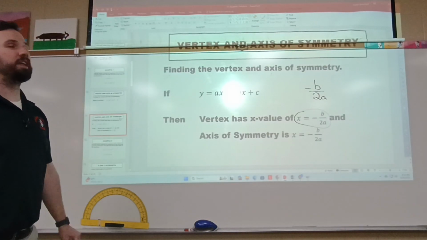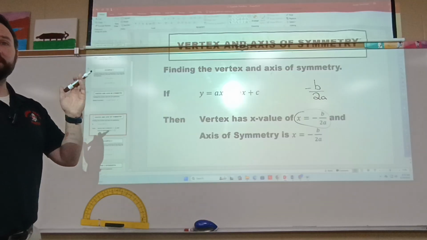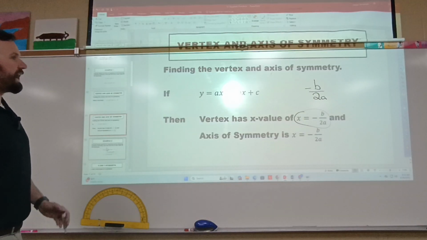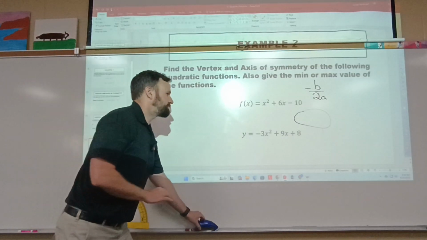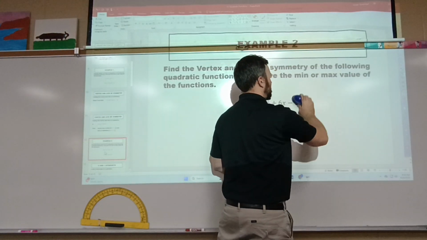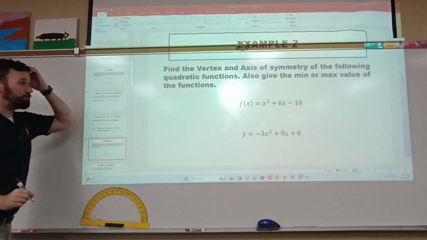If you'd like to learn how to do that, Dr. Webster has a video posted about completing the square. I am not going to complete the square here. Is that okay with you guys? I'm going to do negative b over 2a. Oh no, Mamma Mia!